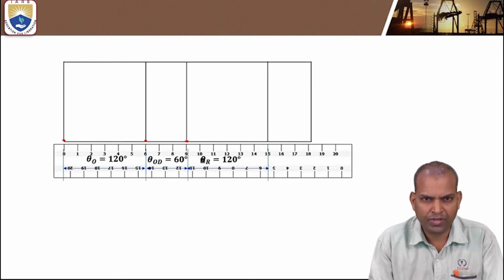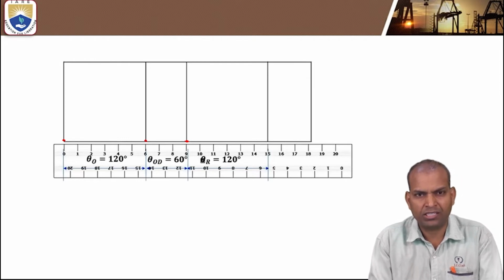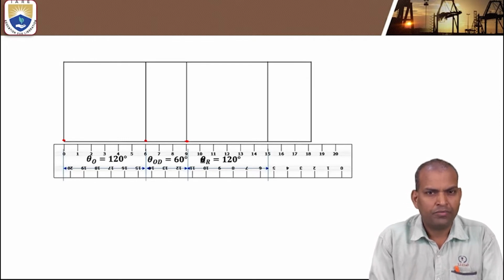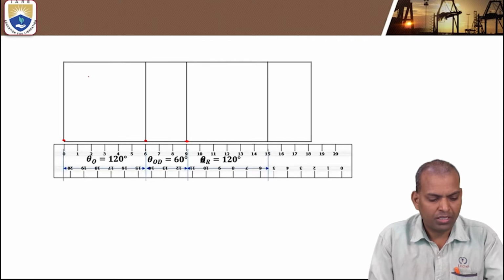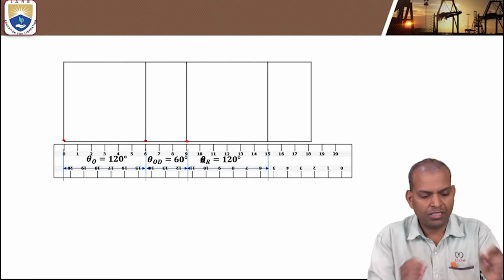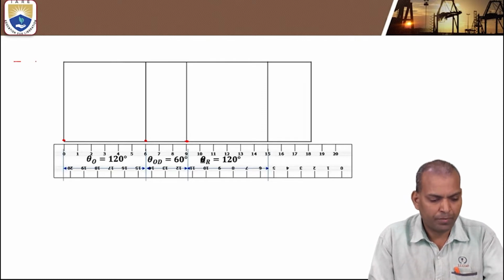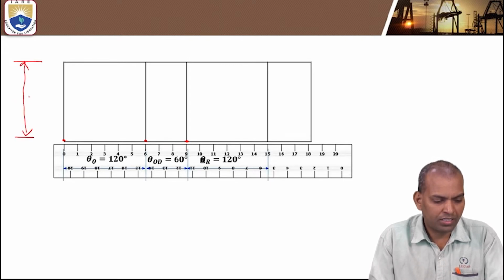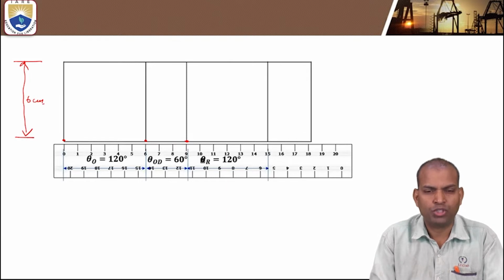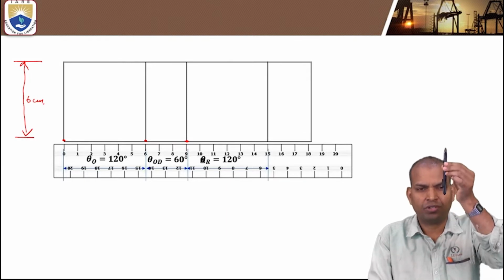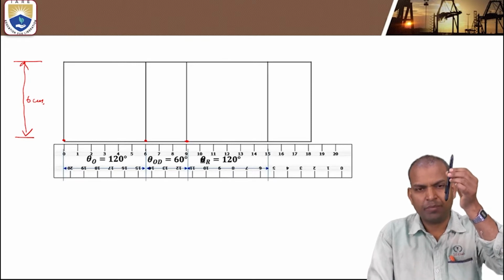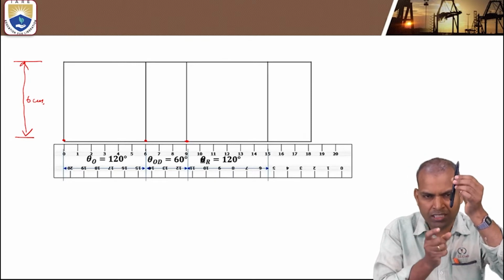That 120 degrees of cam rotation is converted into the linear scale, that is 6 centimeters. For the 6 centimeters, how much will the follower be lifted? It reaches the maximum lift of the follower, which is given as the 6 centimeters stroke. This 6 centimeters is the rise during outstroke, and the follower stays there for some angle of rotation of the cam, that is 60 degrees.